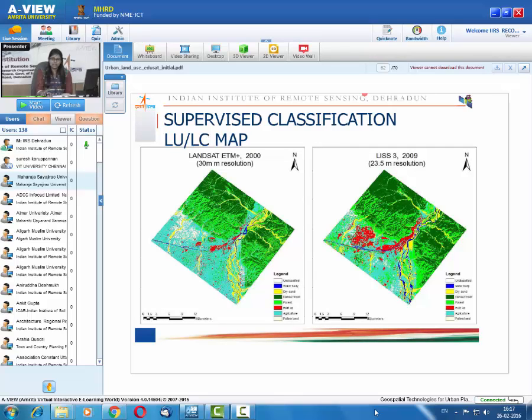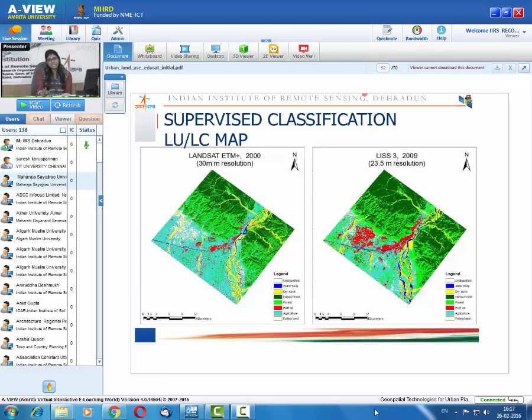Now this was another study in the Haridwar area. The planning area boundary was not chosen. It was an initial study, and two data sets, Landsat and LISS 3, were taken. I have specifically put these two data sets for two reasons. Number one, you can also do the analysis on a typical area without having a planning area boundary.